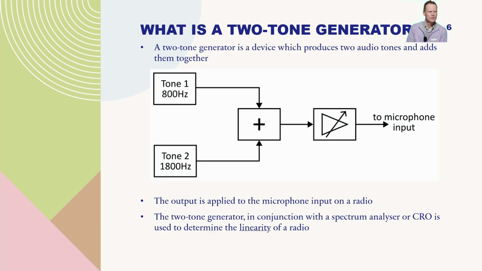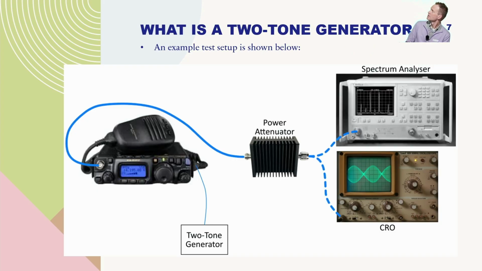It's designed to be used in conjunction with either a spectrum analyzer or an oscilloscope, and I'll show you a test setup now. So that is a test setup I made up. So the RF output of the radio goes into a power attenuator, and then that goes into a spectrum analyzer or a cathode ray oscilloscope. Okay, so this is looking at the time domain, and this is looking at the frequency domain. Now, I don't have a spectrum analyzer that looks like this at home. I'd love to have one, but I don't, just in case anyone's getting envious and wondering what's going on. It just came from a bit of Googling.